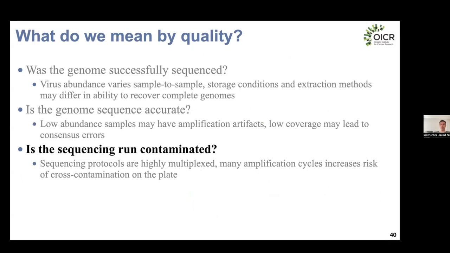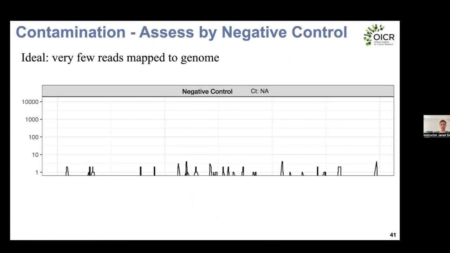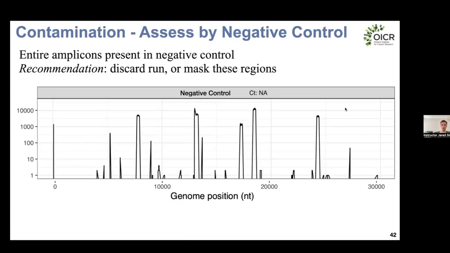Now, finally, I'm just going to touch on how we can detect contamination. So it was a mandatory requirement of CanCOGeN that every sequencing run had negative controls. So something we do is just assess the amount of coverage across our negative control. Here we're looking at this coverage plot on one of our negative controls. We see very little coverage, which is what we want.